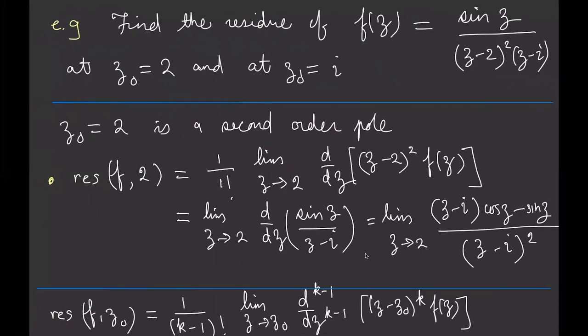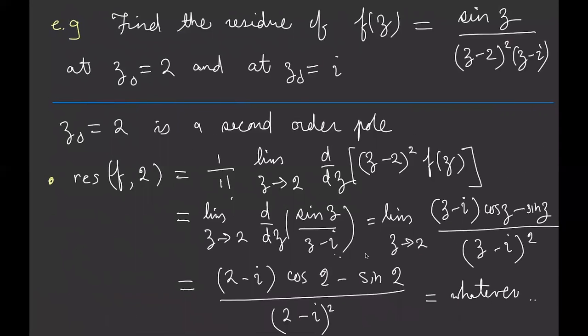Well, this is just your standard derivative. I have to use the quotient rule. So (z minus i) times cosine z minus sine z times 1, over (z minus i) quantity squared, and then I have to take a limit z going to 2, which amounts to just sticking in z equals 2 directly into that expression. And if I do that, I get this expression over here. Just putting in z equals 2, and it's some complex number.